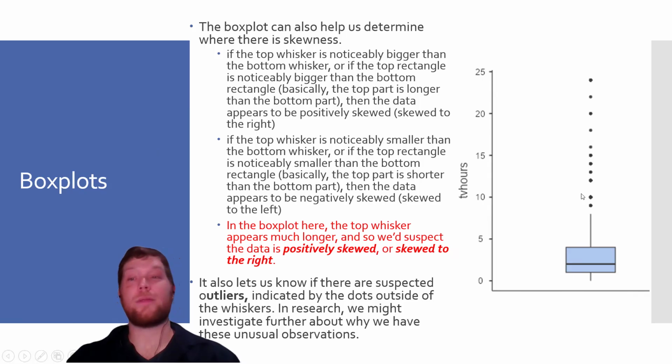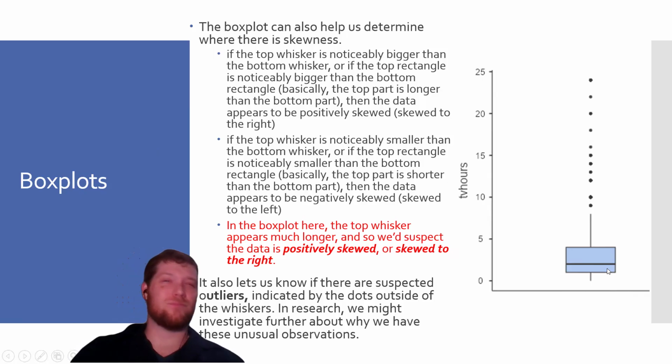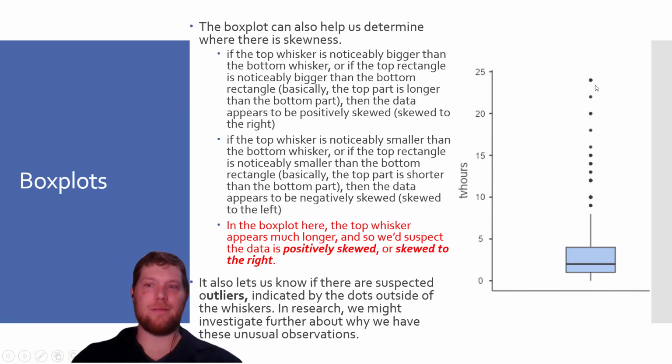But we can also see whether there's skewness from just the box plots. The top whisker is noticeably bigger than the bottom whisker, or the top rectangle is noticeably bigger than the bottom rectangle. Basically, with this little split in the middle, which is our median, if the side above is a lot longer than the side below, the data appears to be positively skewed, or skewed to the right. If it's the other way, if there were a lot of values on the bottom but not a lot on the top, we would consider it to be skewed to the left.